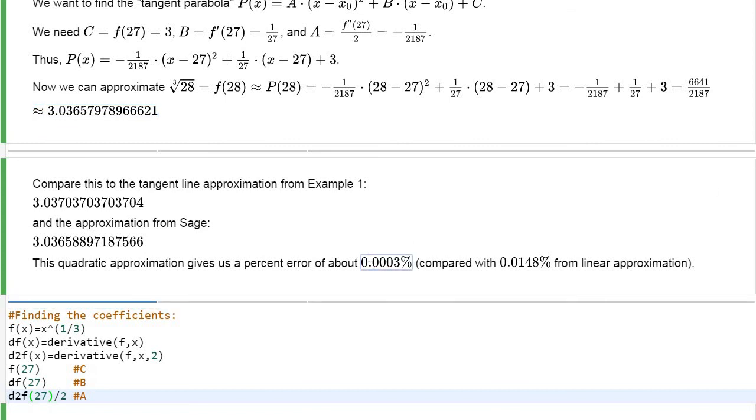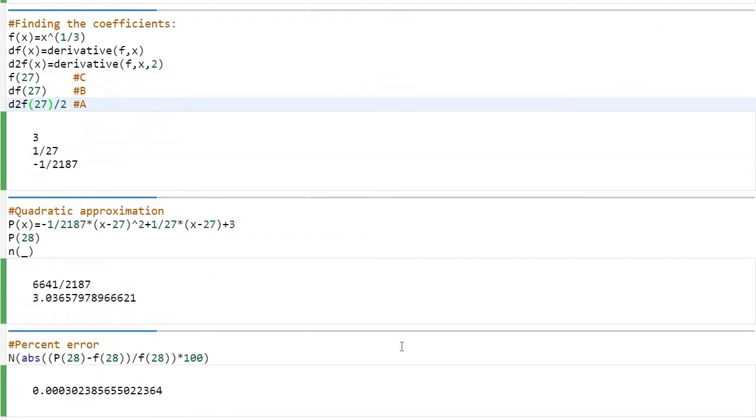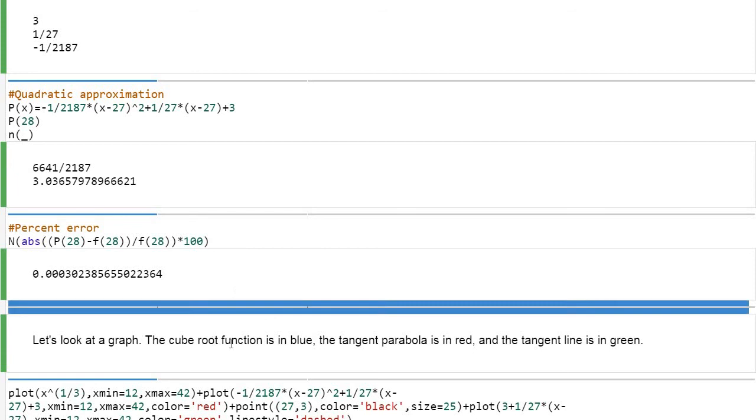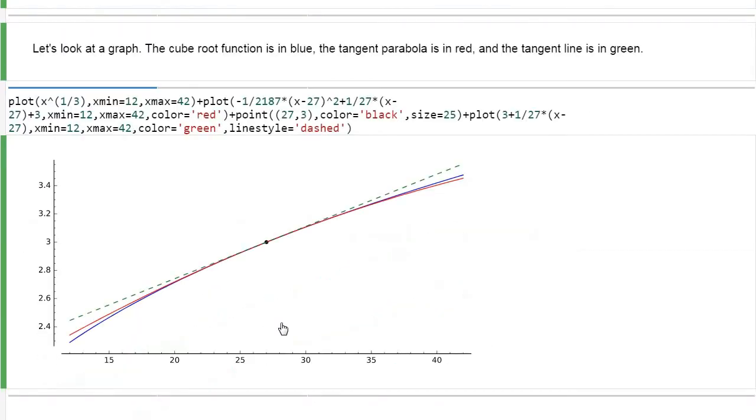All right, here's the percent error in the quadratic approximation, roughly 0.0003% compared to 0.148% from the tangent line. And the tangent line was already pretty good. This quadratic approximation is quite good. Here's the calculation in Sage if you want to see how those calculations work.